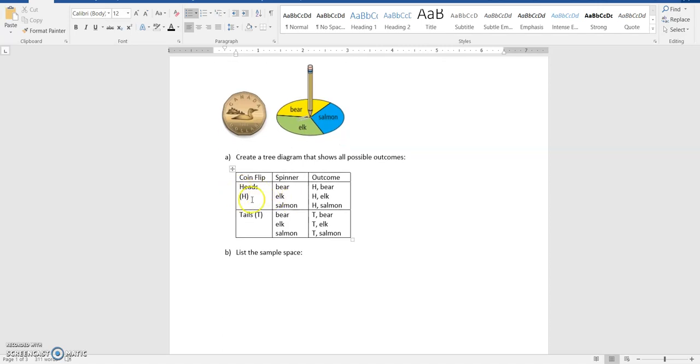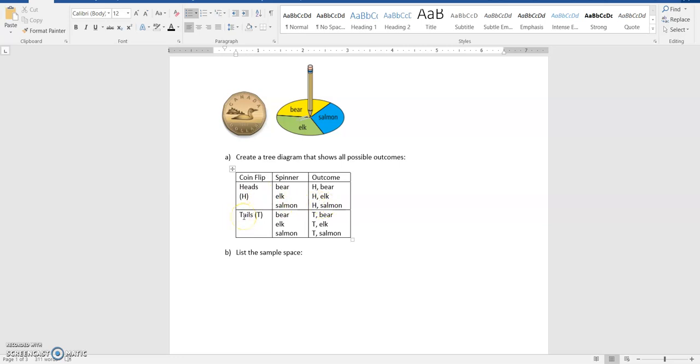So here we have heads, represented by H, and then tails, represented by capital T, and then the spinner can be bear, elk, or salmon. And again, underneath here can be bear, elk, or salmon. So flip the coin, it lands on heads, and we've spun a bear, then it's H bear. We flip the coin, it lands on heads, and we've spun an elk, then it's H elk. We flip the coin, it lands on heads, and the spinner lands on salmon, it is H salmon.